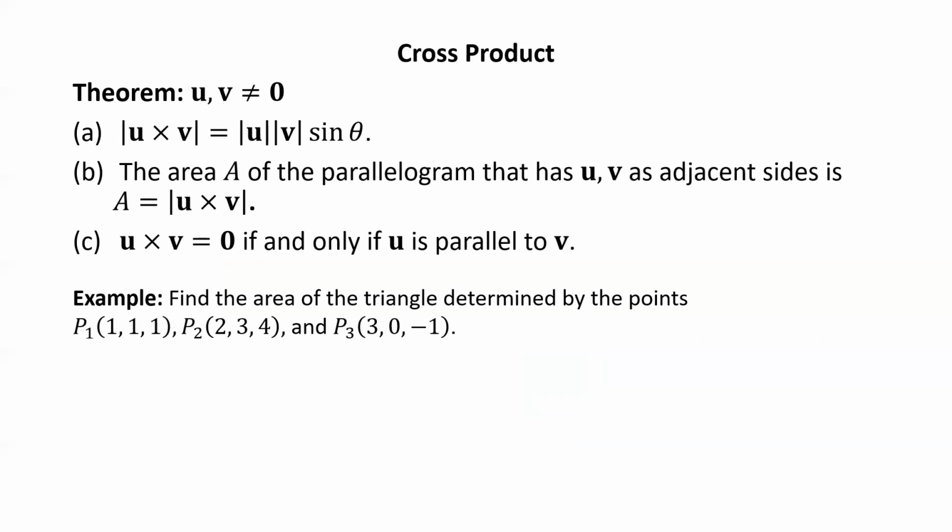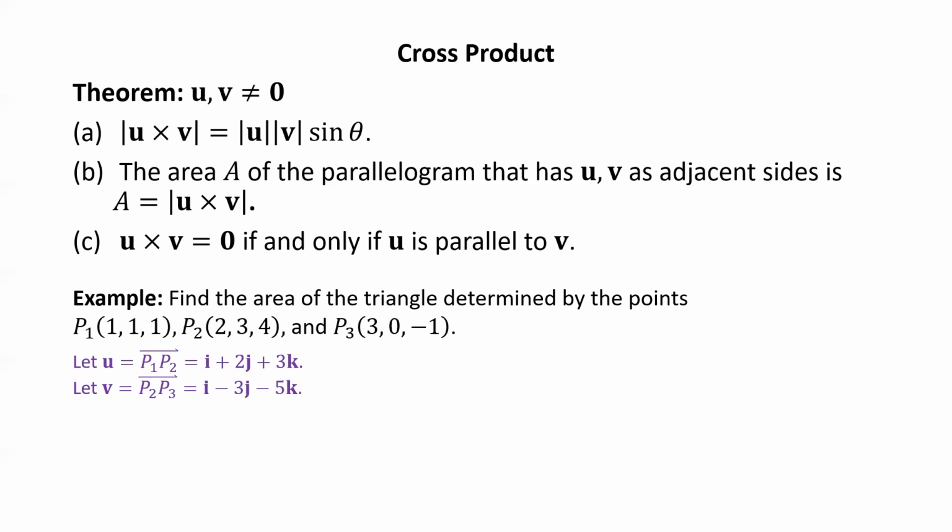Okay, so given these 3 points, we want to find 2 vectors. So, for example, we could let u be the vector p1, p2, which we get by subtracting coordinates. 2 minus 1 is 1, so that's the i component. 3 minus 1 is 2 for the j component, and 4 minus 1 is 3 for the k component. We need one more vector. Let's use v equals the vector p2, p3.